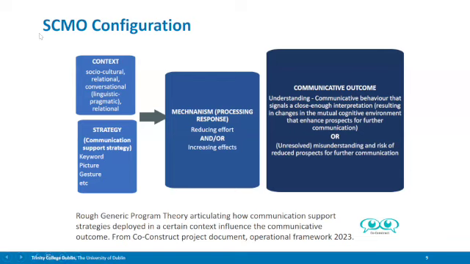The mechanism is the processing response. It either works by reducing effort for the hearer or by increasing effects, the number of effects for the hearer, or sometimes both. Finally, the communicative outcome is either understanding, which means communicative behavior signals a close enough interpretation and improves future communication, or it can be unresolved misunderstanding, which risks reducing the future communication opportunities.